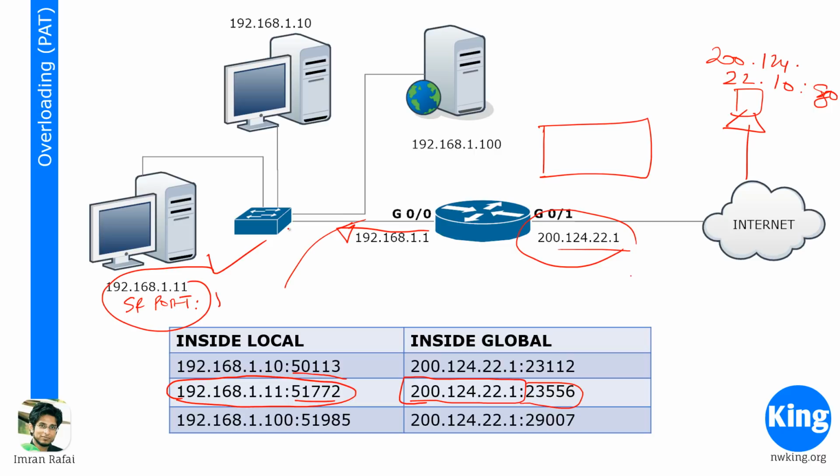Now this can happen at the same time with multiple devices, maybe even 100 devices communicating over this one IP address with multiple ports, and that is why this is the most popular form of NAT, which is nothing but port address translation, or PAT.